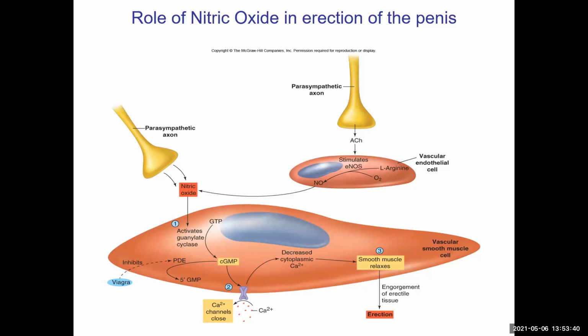Increase. That's why you have engorgement of erectile tissue, and that causes the increased blood flow, and that's why there is penis erection. But we use Viagra. What is Viagra?